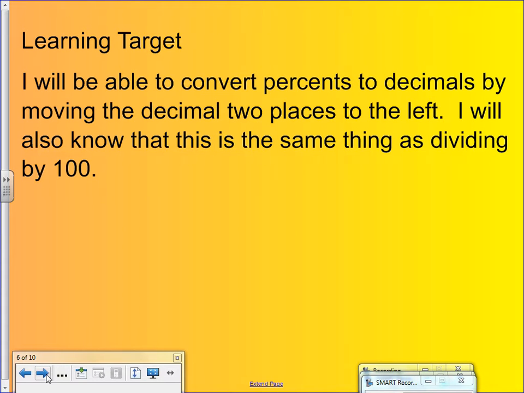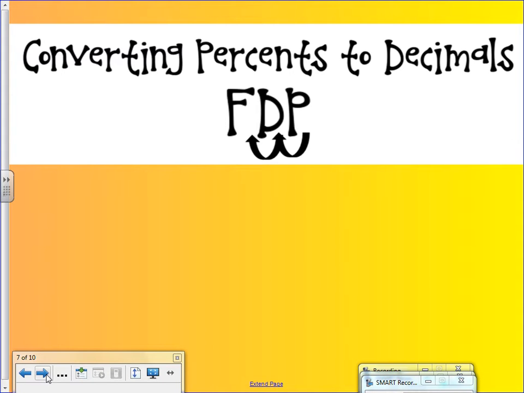Alright, so your learning target. I will be able to convert a percent to a decimal by moving the decimal 2 places to the left. I will also know that this is the same thing as dividing by 100. So now notice I wrote my FDP again, my fraction decimal percent. This time, notice we're starting over here at the P, and we're moving this way in our FDP, so we're going to move our decimal 2 places to the left. So to get from a P to a D, I've got to move to my left.